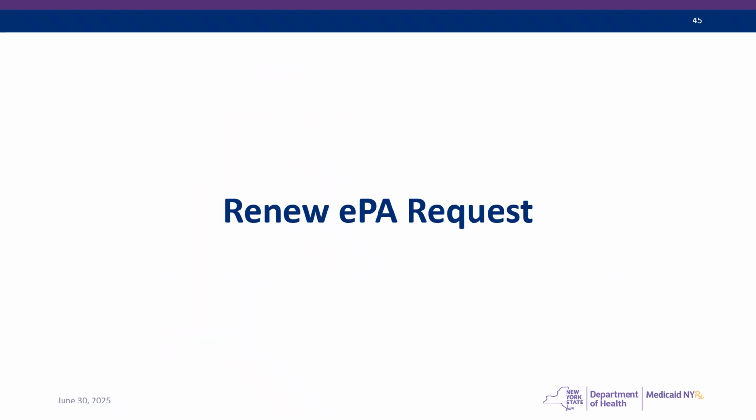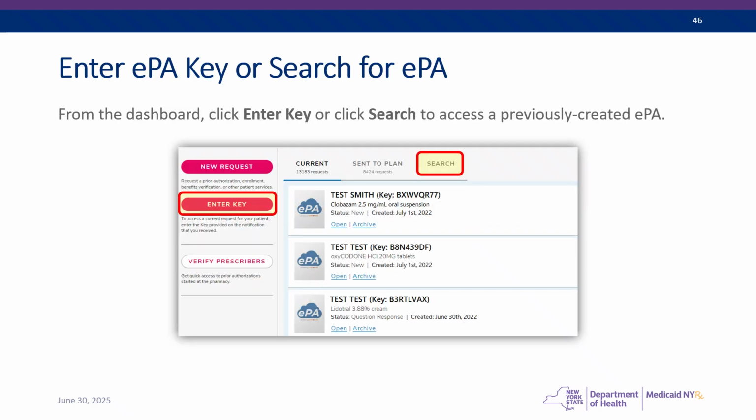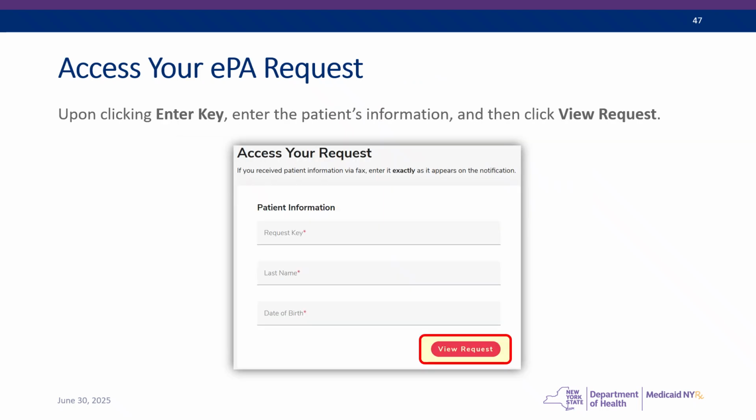Next, we will talk about renewing an ePA request. From the dashboard, you can locate a previously created ePA by using the Enter Key or Search function. To use the Enter Key function, you'll need the patient key that was provided upon submitting an ePA. If you do not have this information, use the Search function. The next slides will describe the steps to access a previously created ePA.